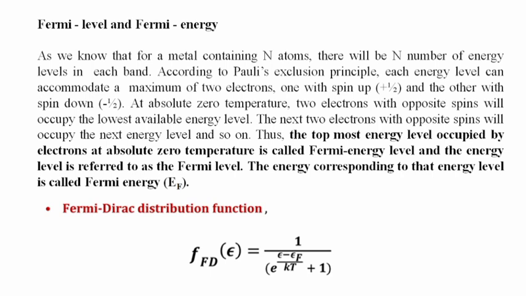So at absolute zero temperature, 2 electrons with opposite spins will occupy the lowest available energy level. The next 2 electrons with opposite spin will occupy the next energy level, and so on. Thus, the topmost energy level occupied by electrons at absolute zero temperature is called the Fermi energy level. That means the highest occupied energy level by the fermions. This is called the Fermi energy level, and the energy level is referred to as the Fermi level. The energy corresponding to that energy level is called Fermi energy.